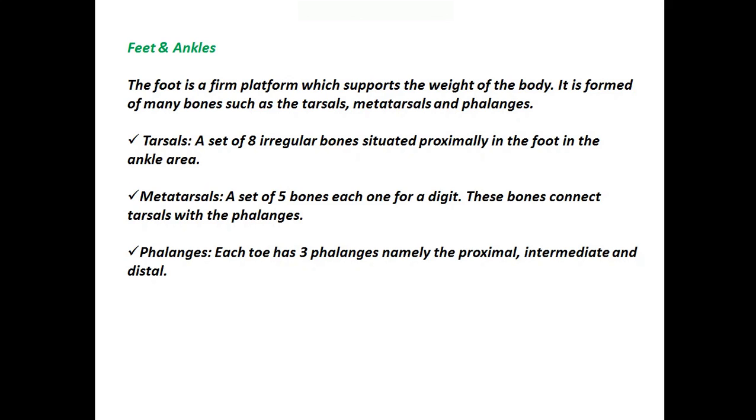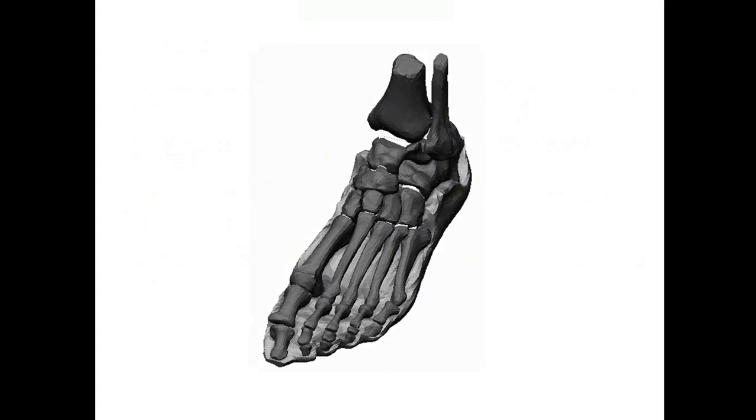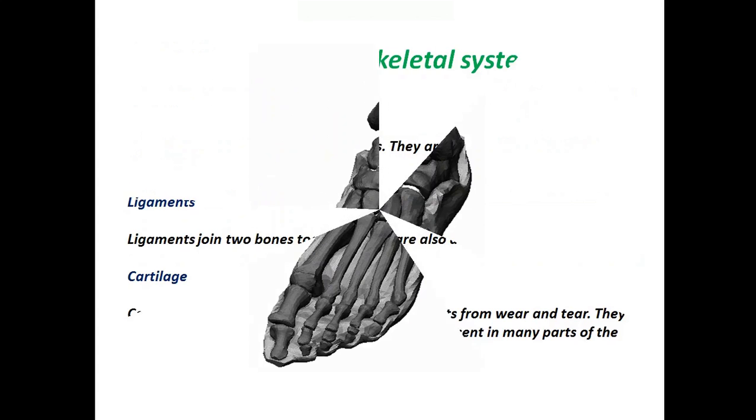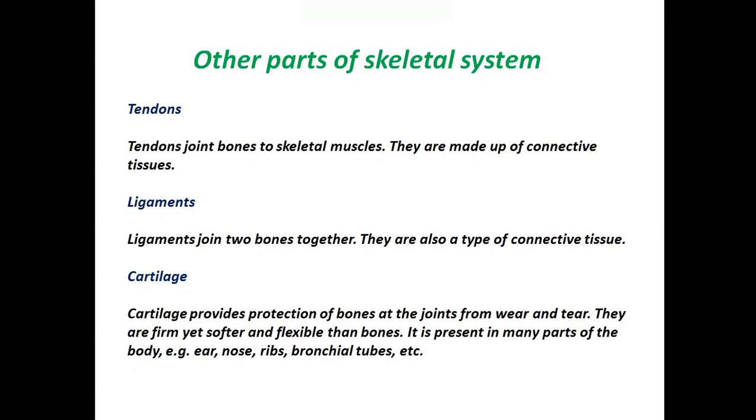Now this ends the discussion of the appendicular skeleton. Feet and ankle, here you go. Now let's check out the other parts of the skeletal system. Tendons. Tendons join bones to skeletal muscles. They are made up of connective tissues. Ligaments. Ligaments join 2 bones together. They are also a type of connective tissue.